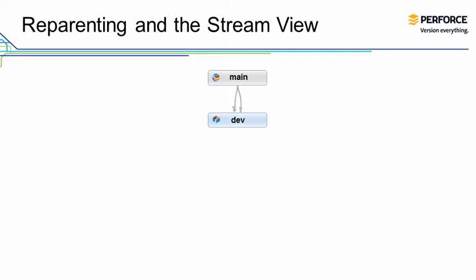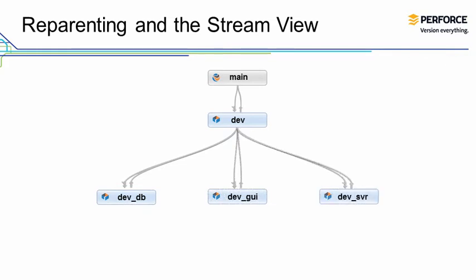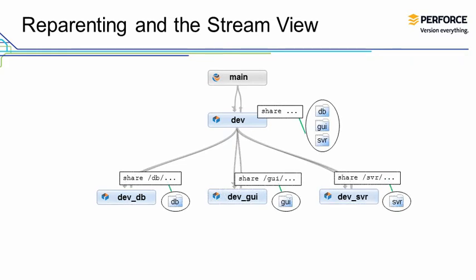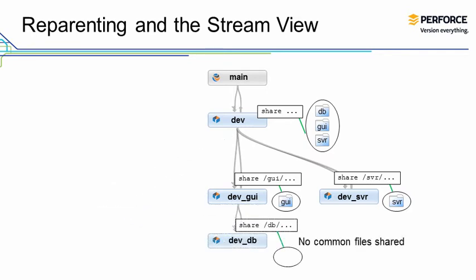For example, suppose I have a development stream that has 3 primary branches. The path settings for the dev branches is: if I choose to reparent the dev DB stream to dev GUI, no files are populated to the new dev DB stream because its new parent, dev GUI, does not share the files contained in dev DB. So before reparenting, you should examine the views of the affected streams and make sure you'll achieve the results you're looking for by reparenting.